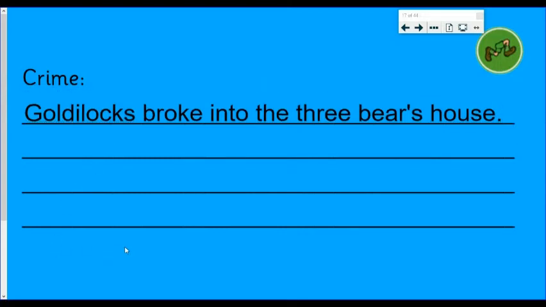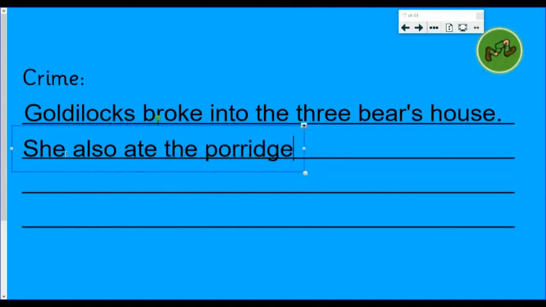Then I'm going to start a new sentence. I don't want to start it with Goldilocks again. I want to think of a different sentence starter. So I'm going to start it with the tricky word she this time. How do I spell she? I know that because it's a tricky word, I can't segment it. How do I spell she? That's right, an s, an h, and an e. And I've remembered, because I'm starting a new sentence, that I need a capital letter. So I'm going to put she also ate the porridge.